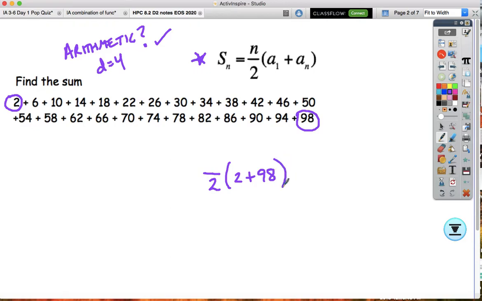What I need to know now is how many terms are there? What's going to go in for n here? So count up how many terms there are, and you'll see that there's 25 terms. So n is 25. So if I want to sum up 25 terms, I'll do 25 divided by 2, and then 2 plus 98. So I'm going to get 1,250 for my answer.